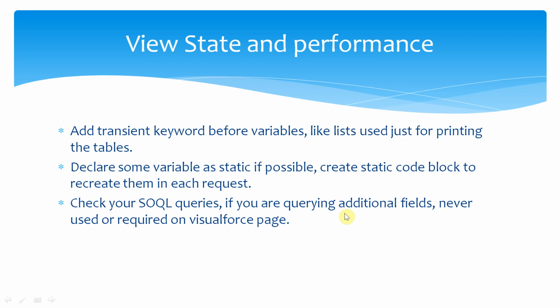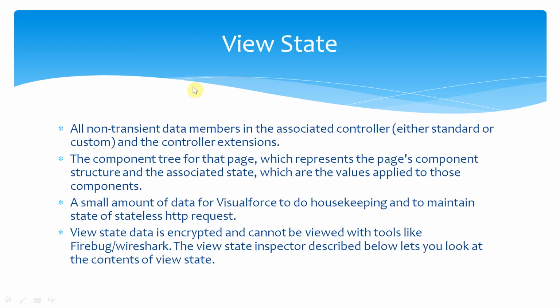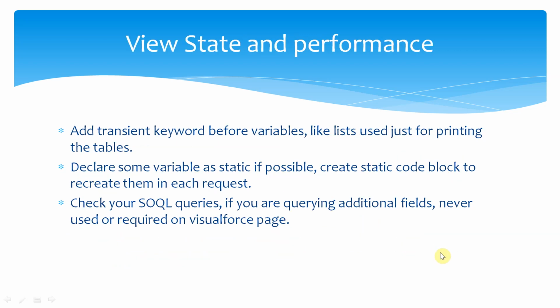Okay. Now, check SOQL queries. If in your controller code you are writing an SOQL and querying for fields which you don't want, then remove those columns from the SOQL if you're not using them in the UI. Now the view state: all non-transient data members get passed. The component tree which represents the page components can be seen. A small amount of data which Visualforce uses for housekeeping will be passed. View state data is always encrypted and you cannot view it using Wireshark and the like. Alright. But basically, if you use these best practices, like using transient variables and reducing the SOQL fields to only the ones that are wanted, you can improve the view state of the Visualforce page.